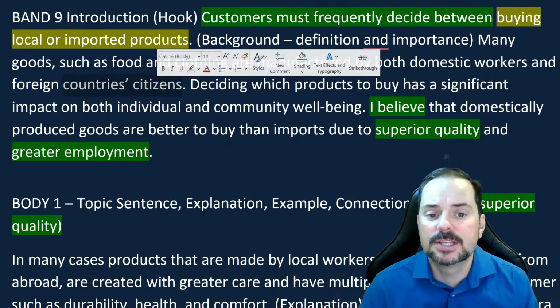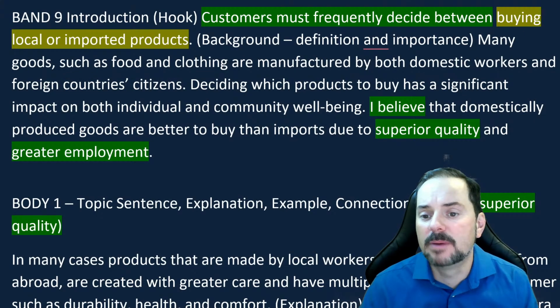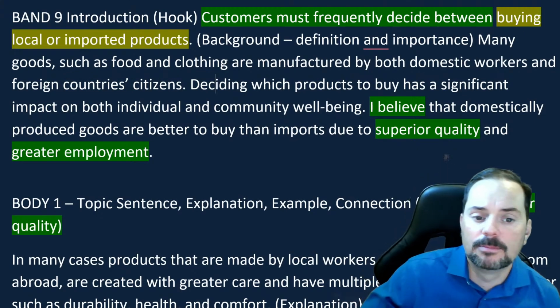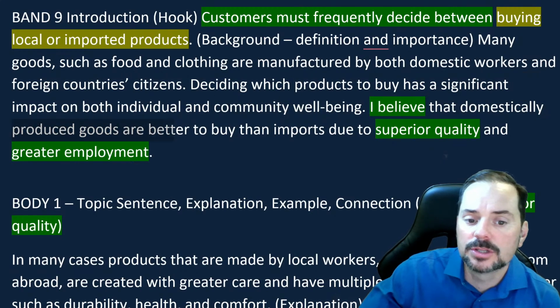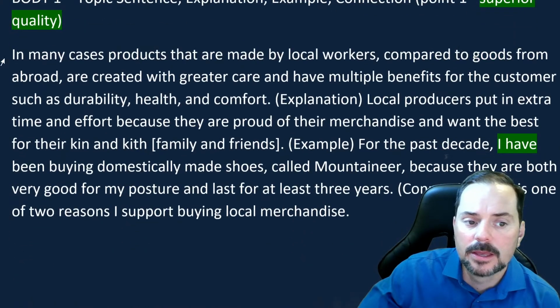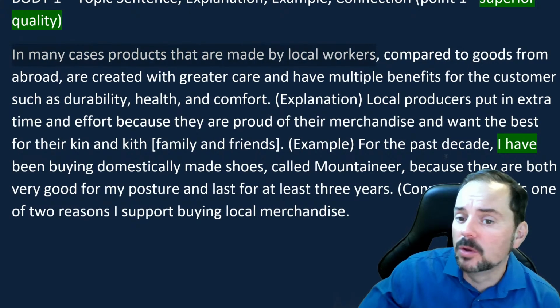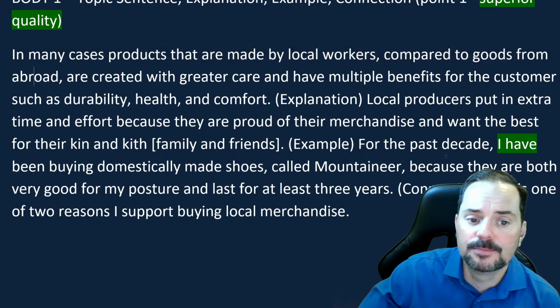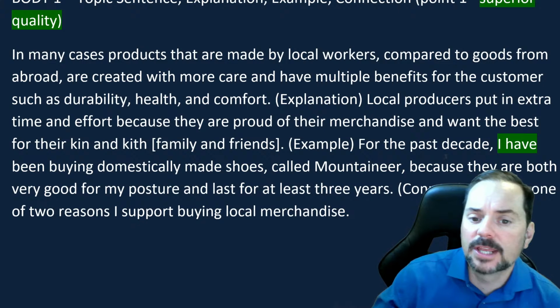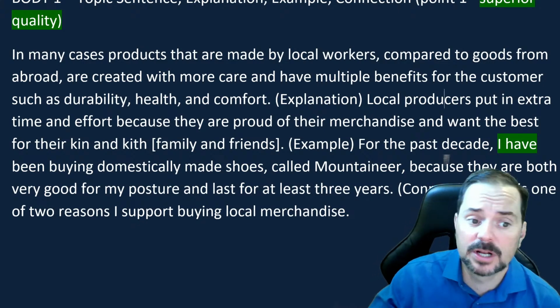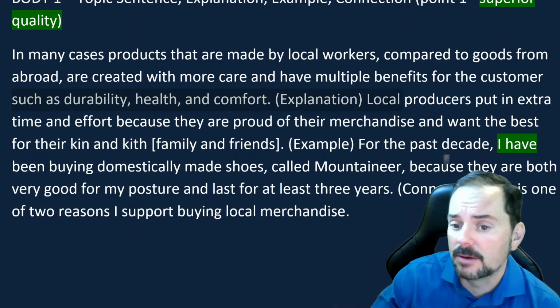And foreign country citizens. Deciding which products to buy has a significant impact on both individual and community well-being. I believe that domestically produced goods are better to buy than imported due to superior quality and greater employment. In many cases, products that are made by local workers compared to goods from abroad are created with more care, and have multiple benefits for the customer, such as durability, health, and comfort.